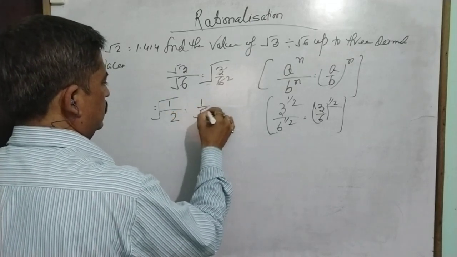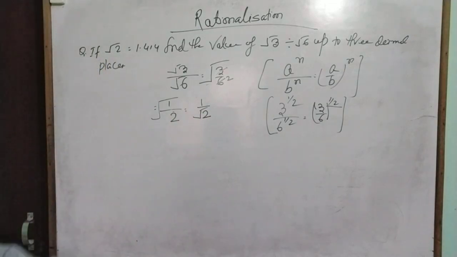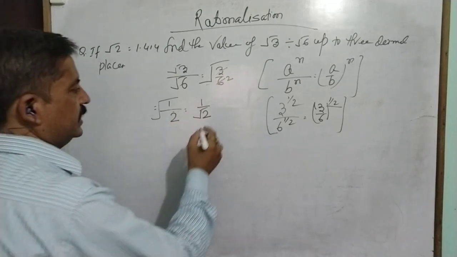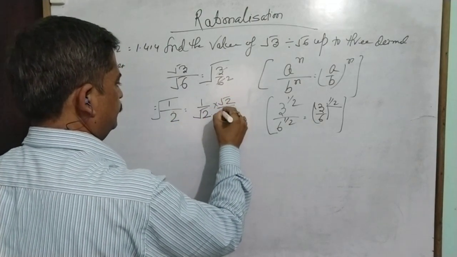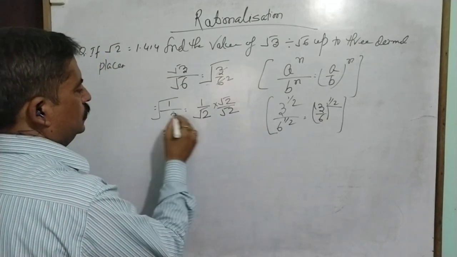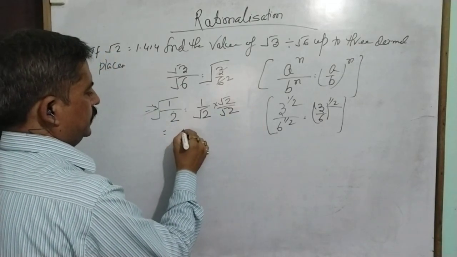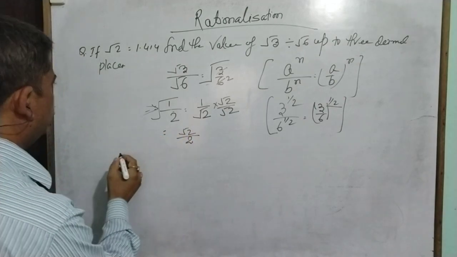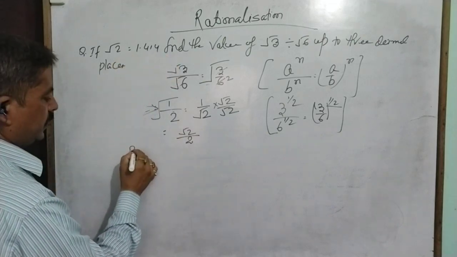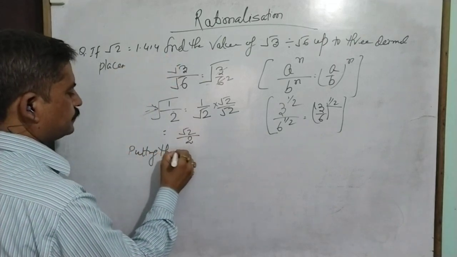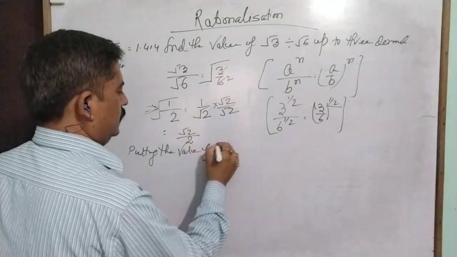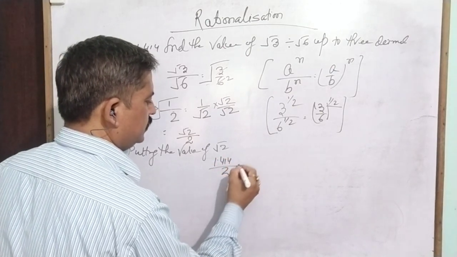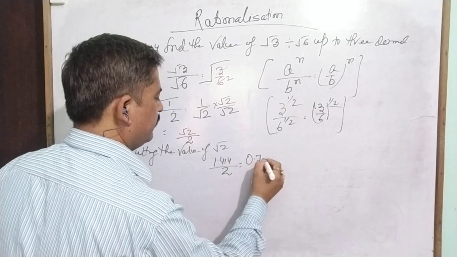So we write this down. The denominator is root 2, so we just rationalize the denominator, and we get root 2 by 2. The value of root 2 is 1.414, putting the value of root 2, so 1.414 divided by 2 equals 0.707.